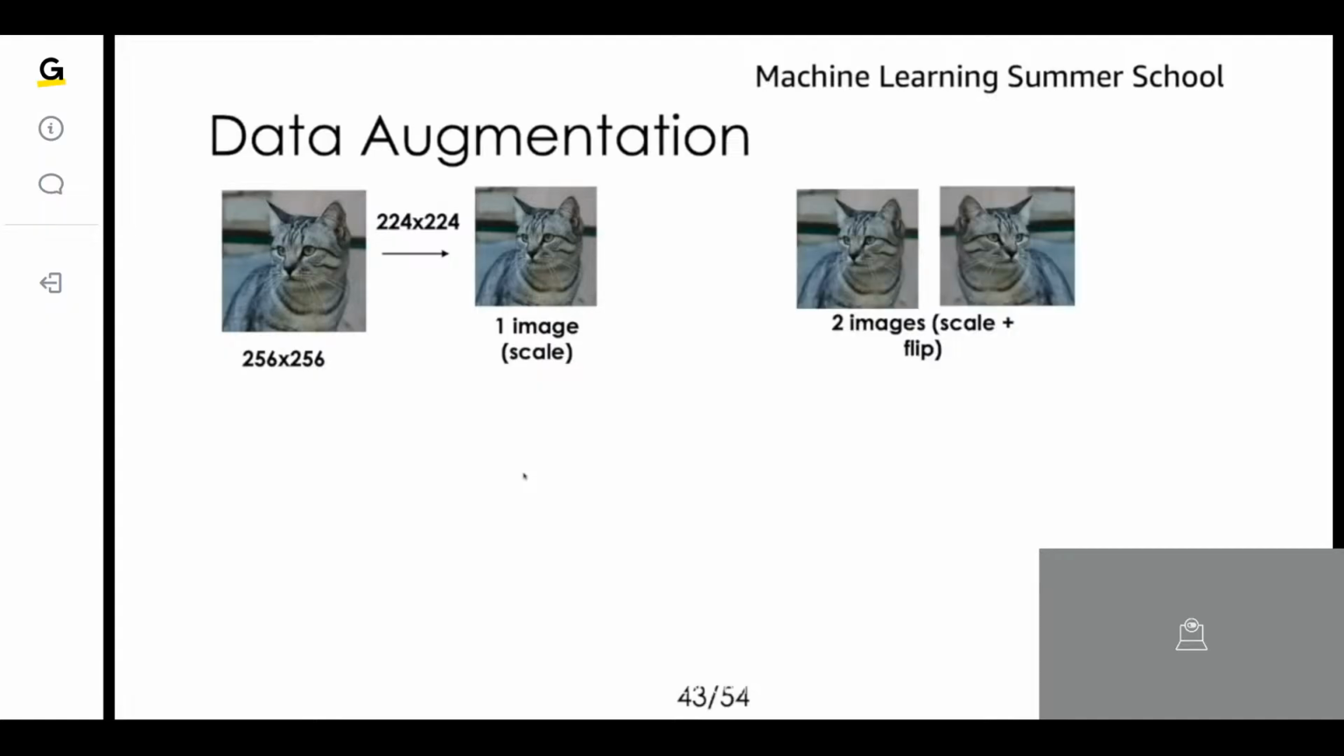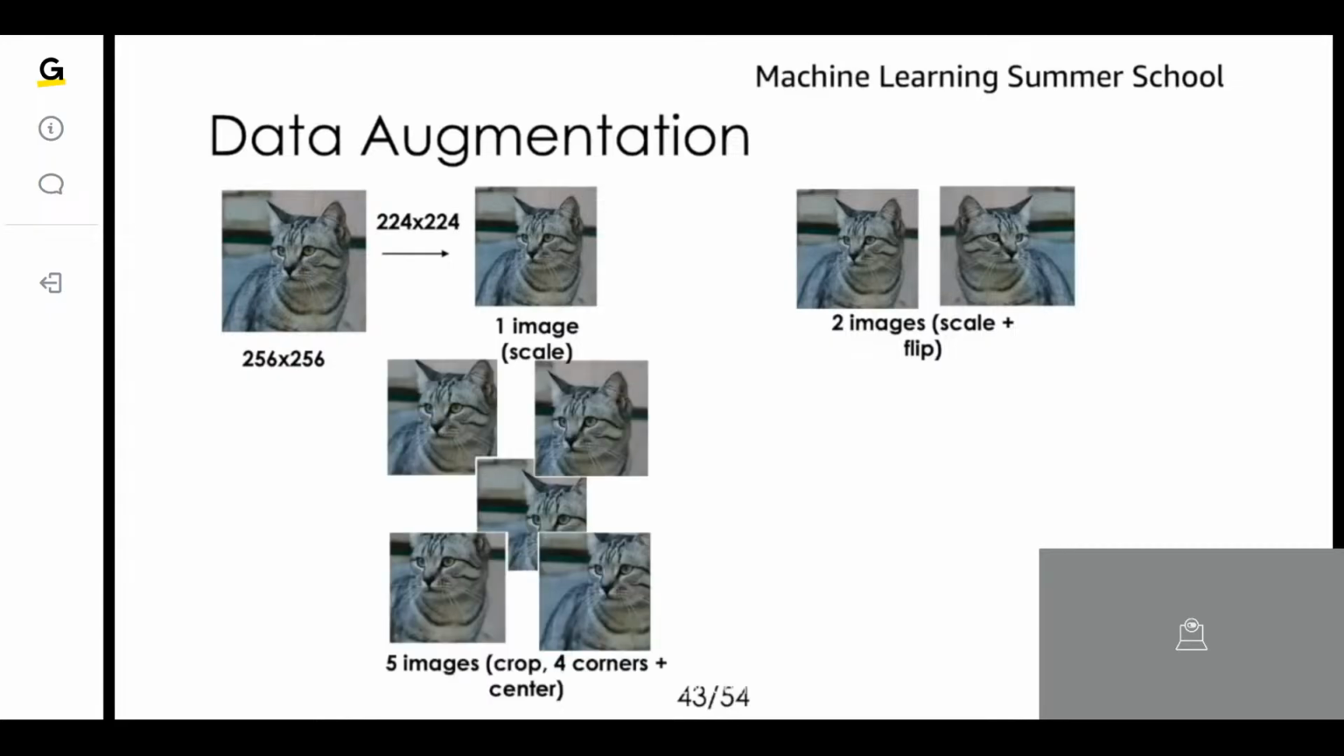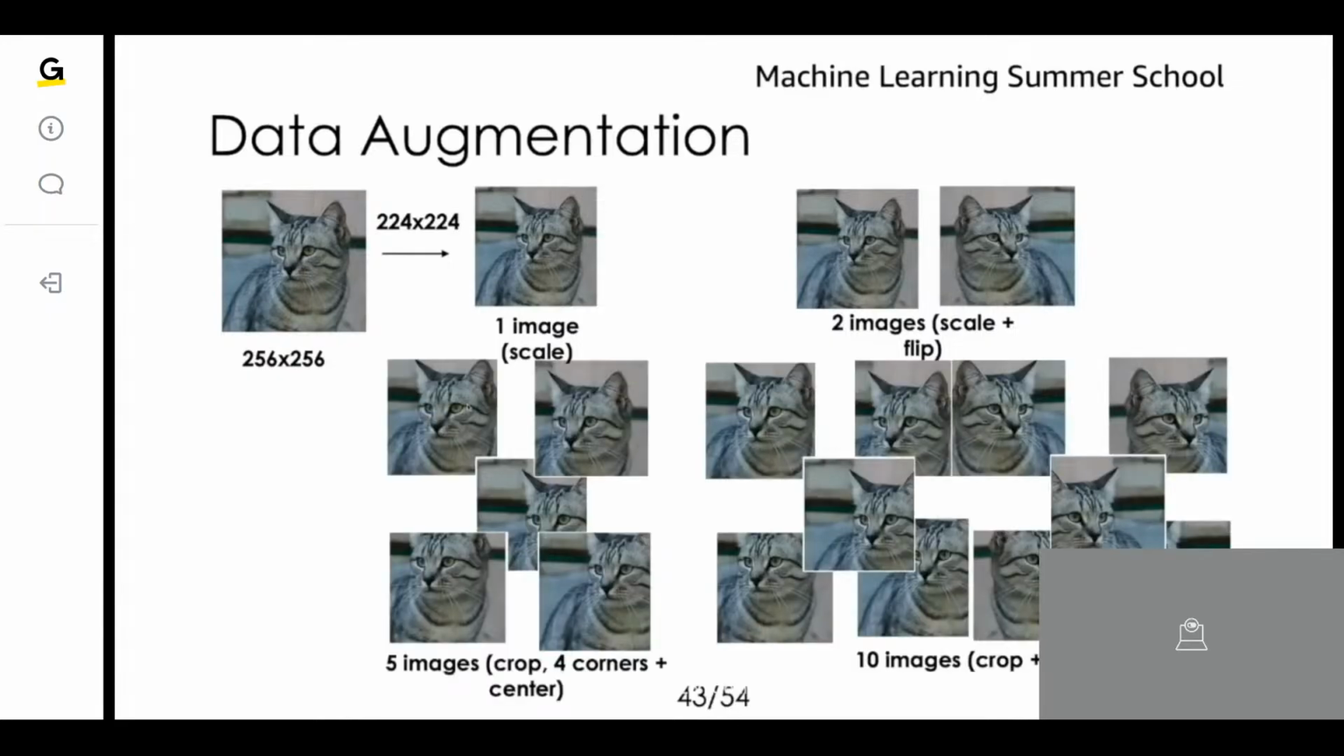You can flip the image and therefore get 2 images. You can crop the image, take different portions of the image. You can also rotate or translate the image. So all these different samples that you obtain by doing these different operations can be added to the training data with the same label. So you can drastically increase the size of your training data.